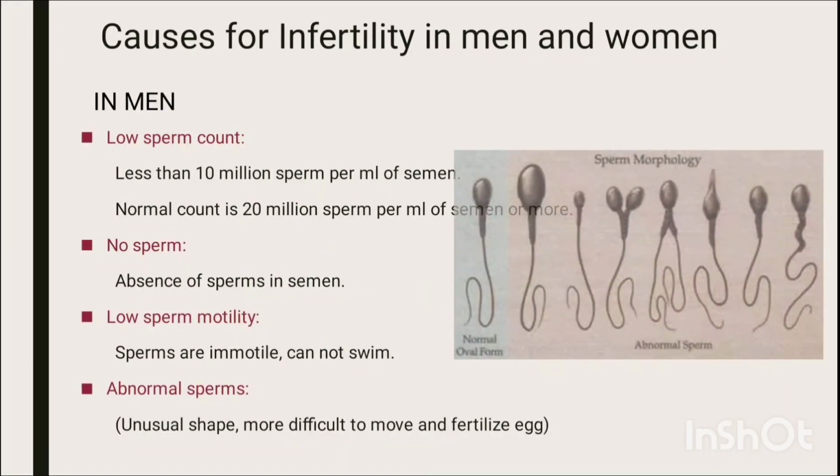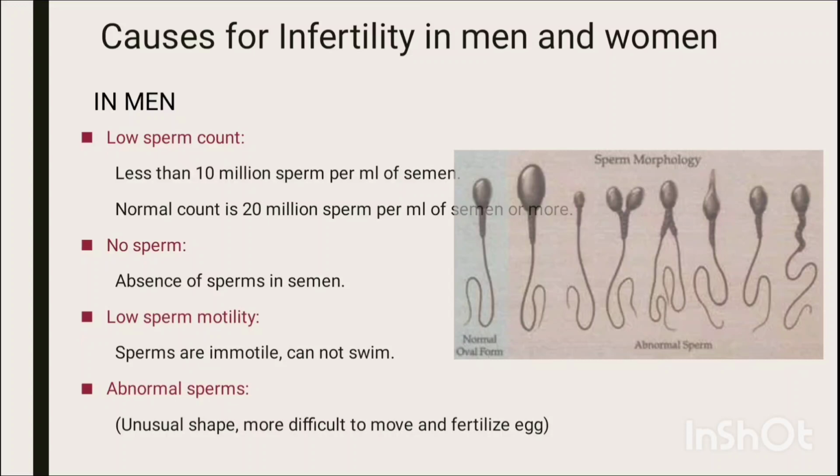Causes of infertility in men and women. In men, low sperm count. The normal sperm count is around 20 million sperm per ml of semen or more. Less than this, or less than 10 million sperm per ml of semen, is considered a low sperm count. Also, no sperm, that is absolute absence of sperm in semen, can also be a cause of infertility in men.